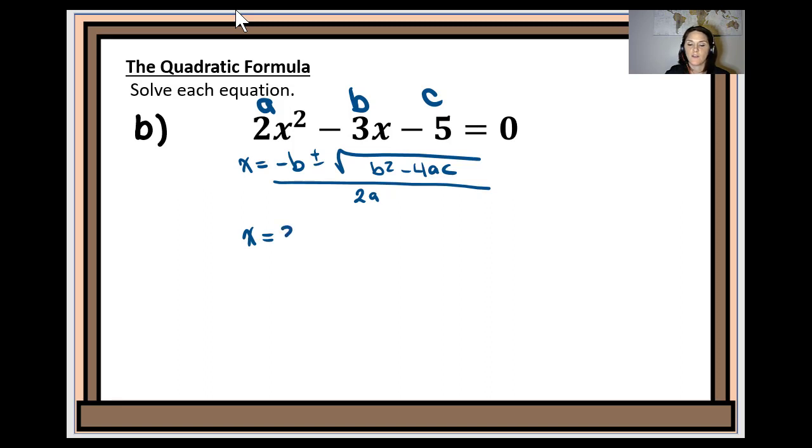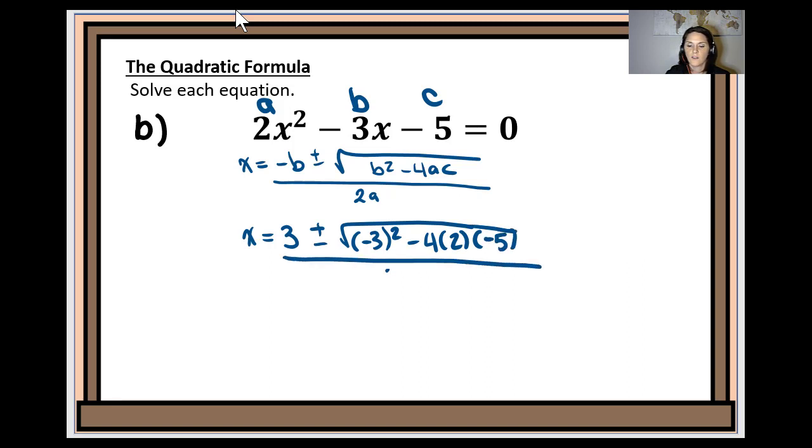So this will actually be 3 plus or minus the square root of negative 3. Make sure your negative 3 is in a bracket, squared, minus 4 times 2 times negative 5, all over 2 times 2. Please don't forget to divide by 2a. That is one of the most common mistakes that is made. Students forget to divide by the 2a. Okay, let's keep going here.